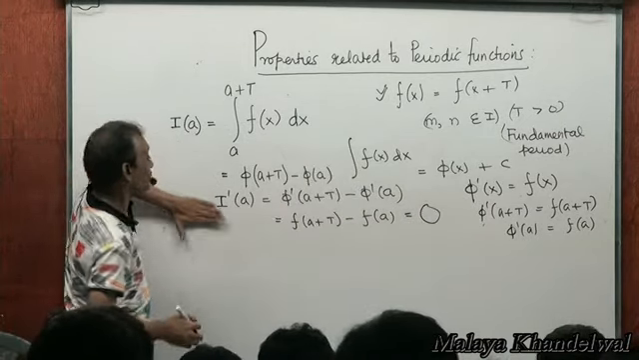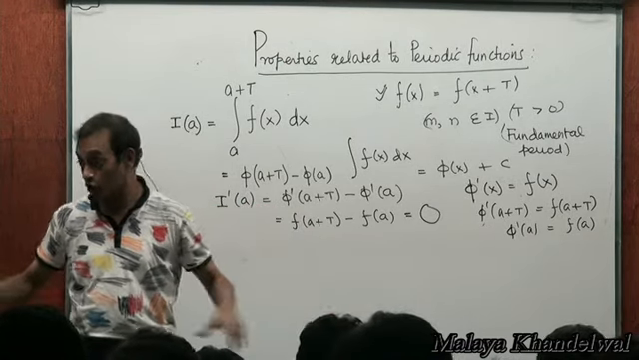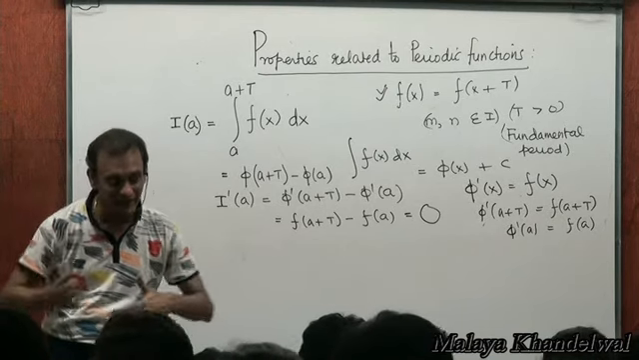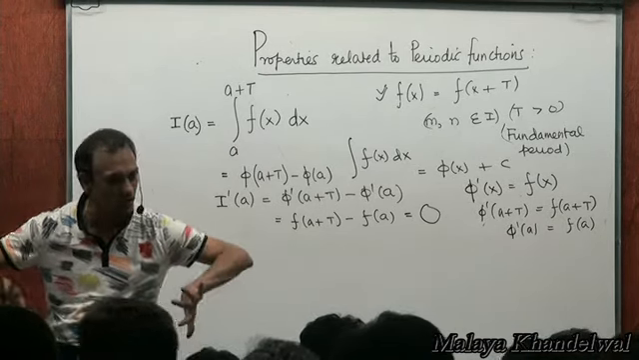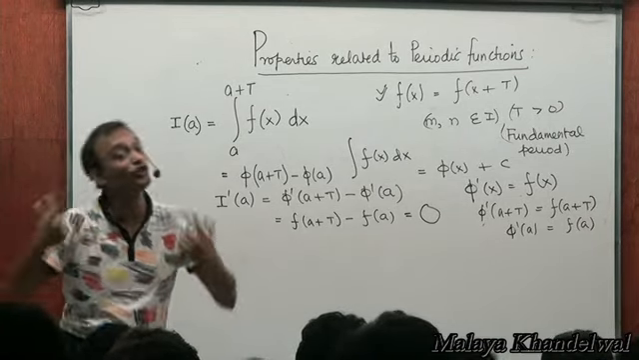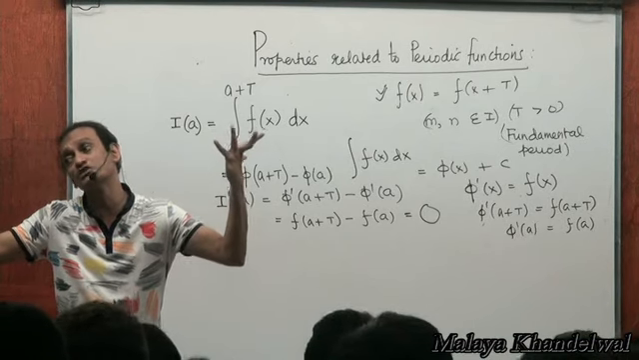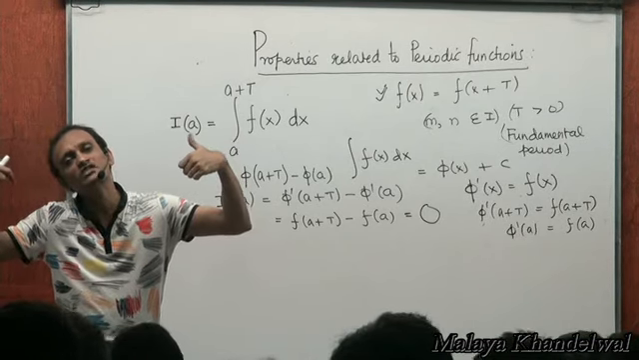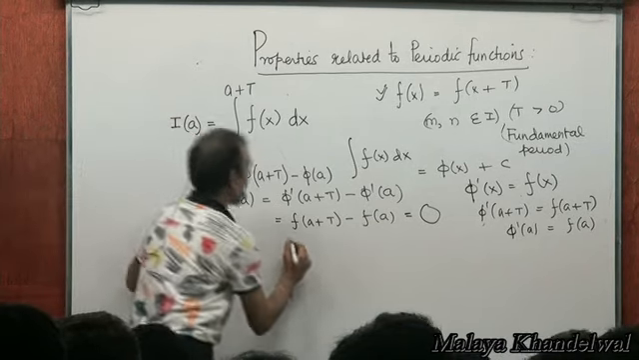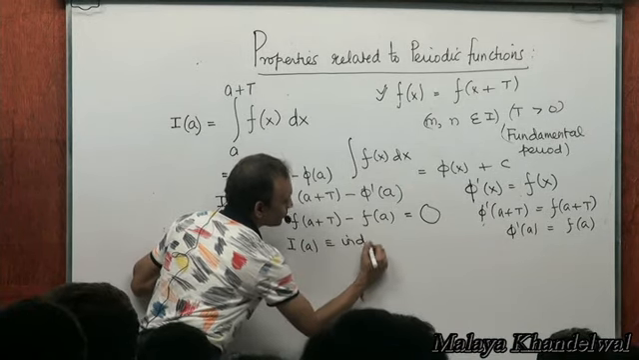That means I dashed a is 0 for all a, not for some a. See, if it's 0 for a certain a, then that a will be a local maxima, local minima and other things, a critical point. But this is 0 for all a. That means there is no prevalence of a in the expression for I. I therefore must be independent of a.